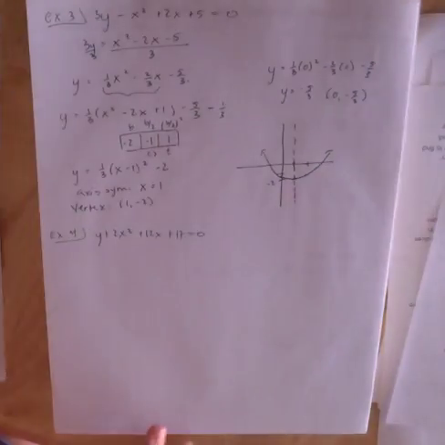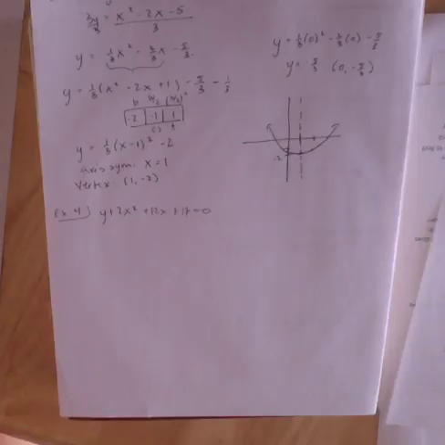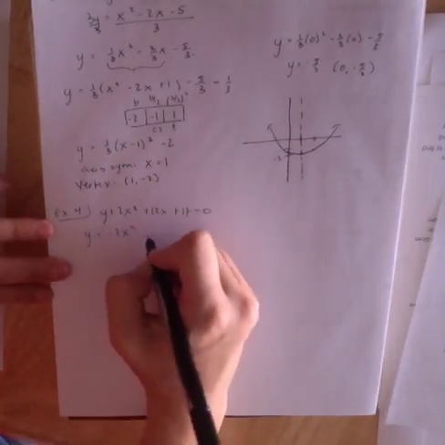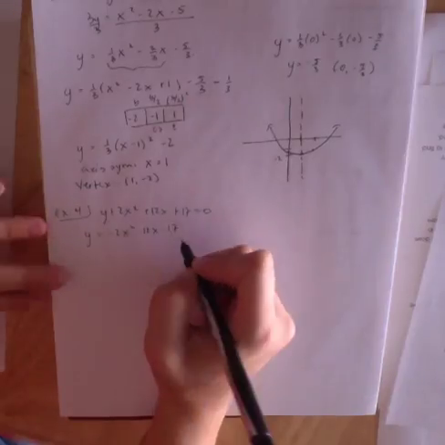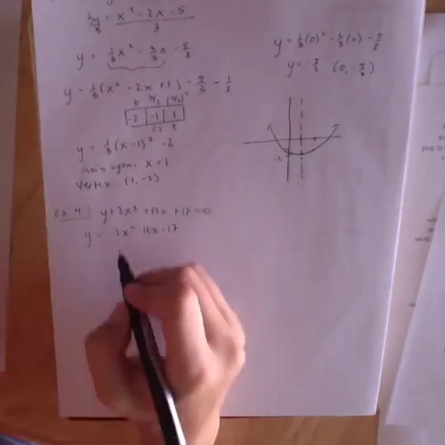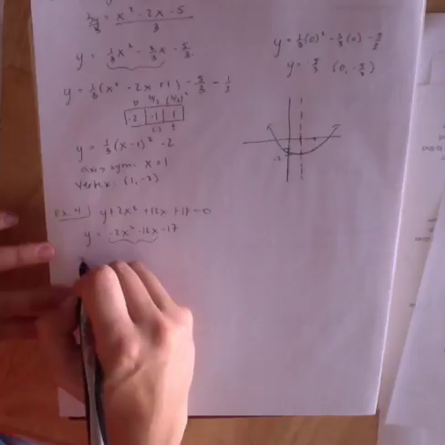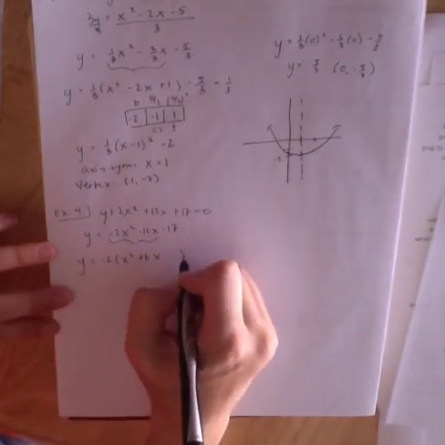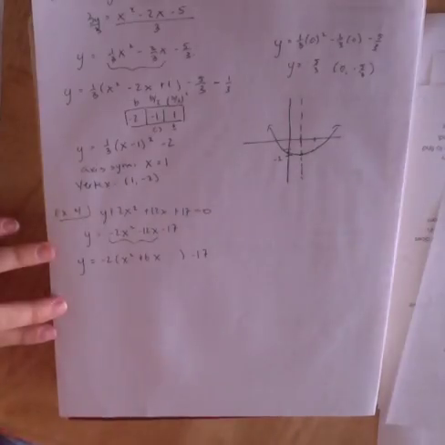Okay, let's do another example. Again, I'm going to isolate y here. So I have y is negative 2x squared minus 12x minus 17. I'm going to factor out a negative 2 from here. So I get negative 2 times x squared plus 6x, minus 17.